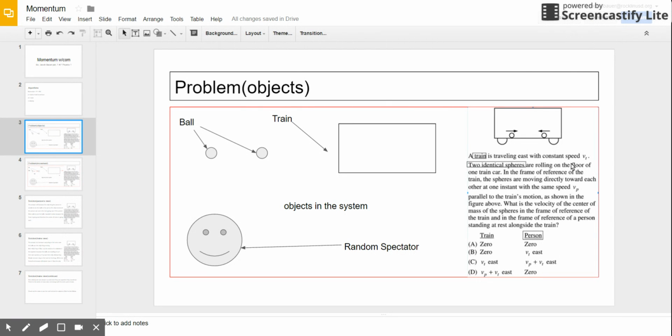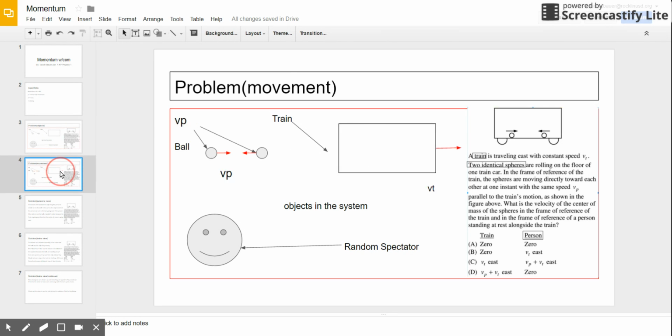So basically, what it's saying is there's a train and then there's two spheres in it and then some random person just watching this happen. So let's see what's happening. Vt is east, so that's why the arrow is pointed that way. Vp, the balls are moving towards each other. And this random spectator, well, he's just watching the whole thing happen.